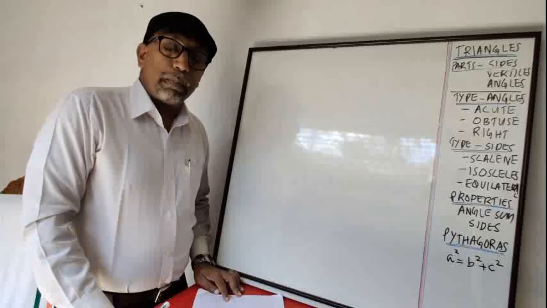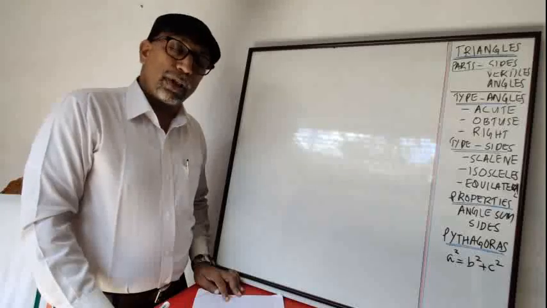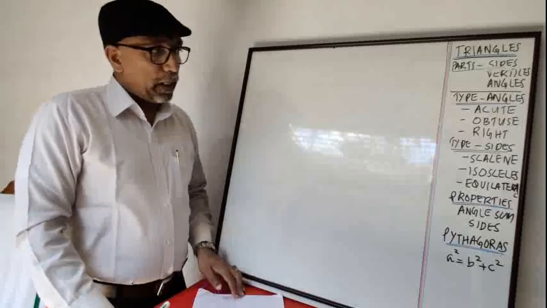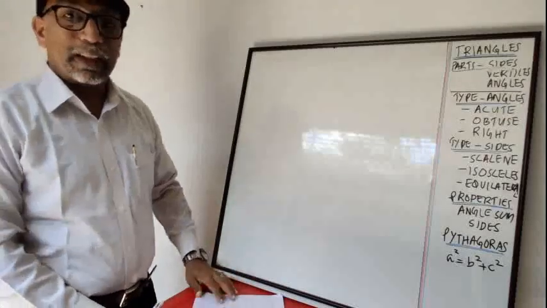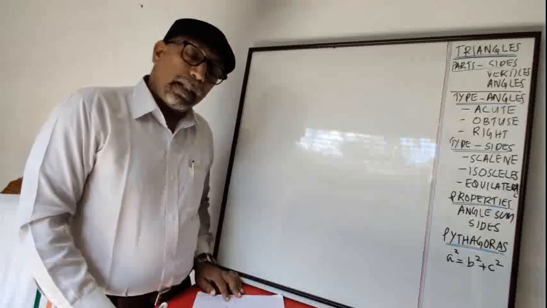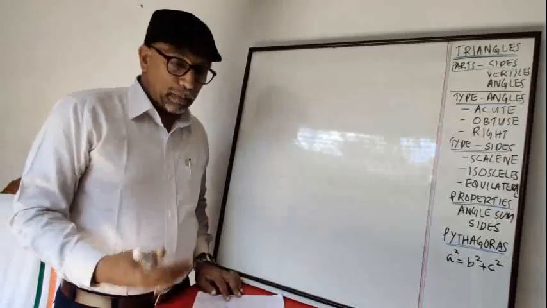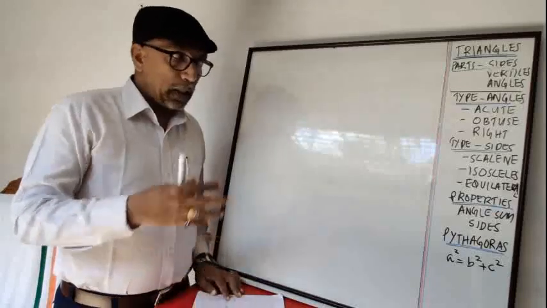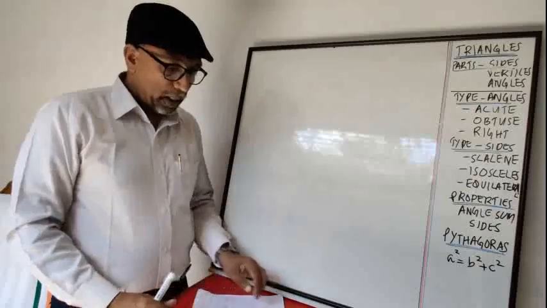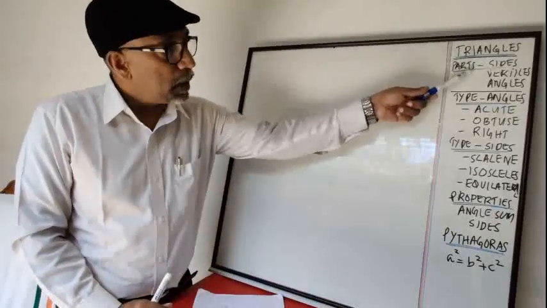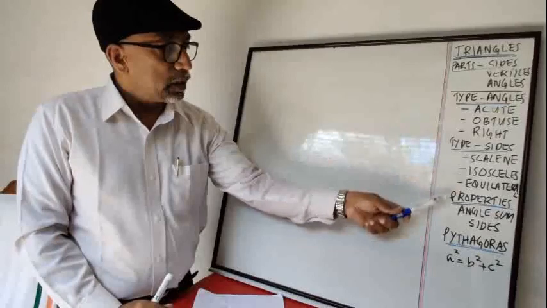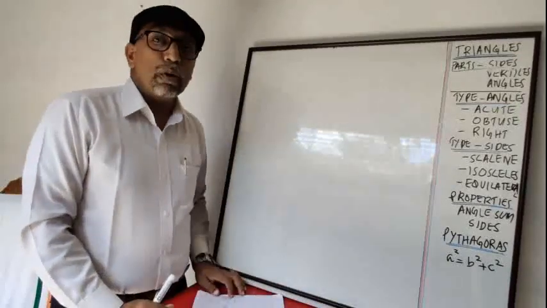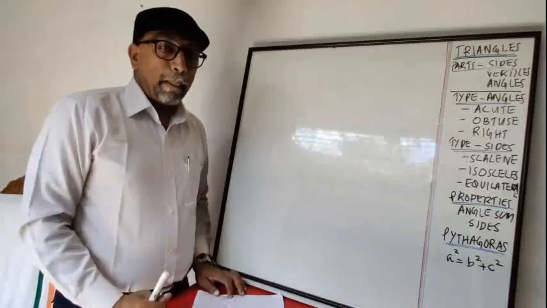The basics of this chapter, trigonometry, is really triangles. So here we are going to learn some of the basic aspects of triangles, and then in the coming classes we will get into the chapter. So before getting into the chapter, we need to have a basic class dealing with triangles. Here I will be talking about the parts of triangles, then the types of triangles, then the properties of triangles, then the Pythagoras theorem. These are the things I am going to tell you in this chapter.